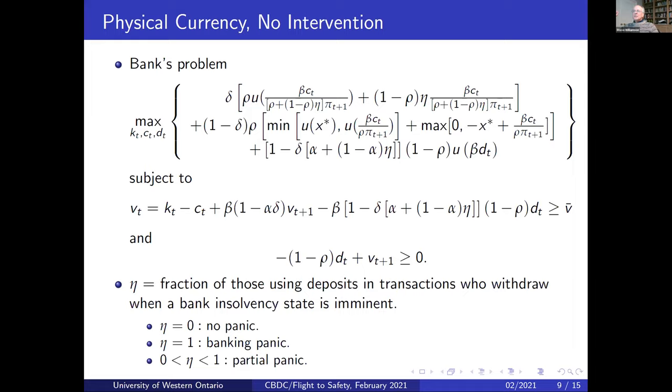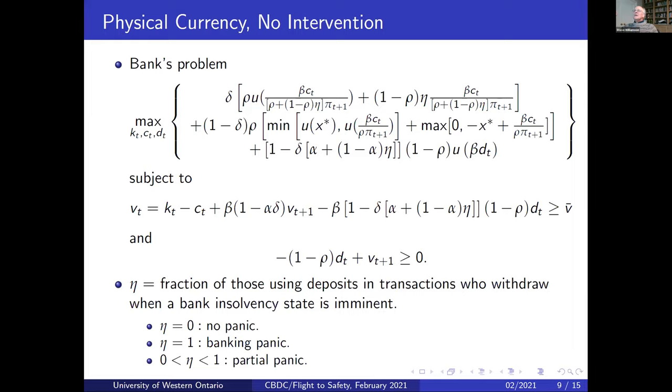They're going to get a bit of a bad deal, because if you need the deposits to make a transaction and you withdraw cash, you don't get to make a transaction. You just get to hold the currency as a store of value until the next period. But in a panic equilibrium, you're going to choose to do that. When you see the sunspot variable, you'll make a calculation and say, oh, I'm better off running to the bank and withdrawing currency.